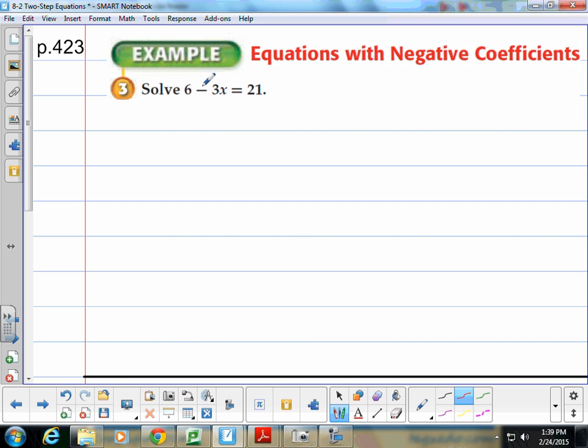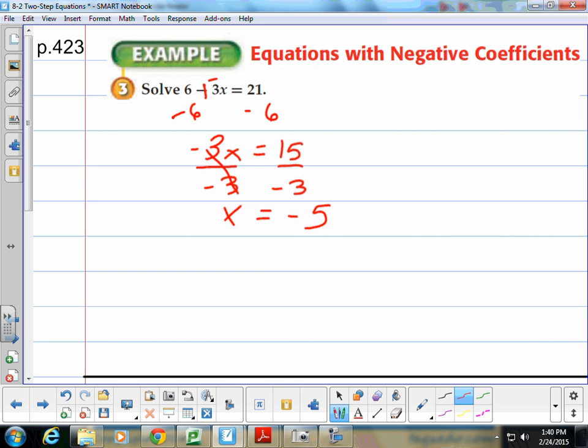So you need to see what you are doing is you're really just adding a -3x. So now we see that we need to do -6 on both sides. And we have to bring down that -3. So that's a -3x is equal to 15. Divide by -3 on both sides. So we get x is equal to a positive divided by a negative is going to be -5.